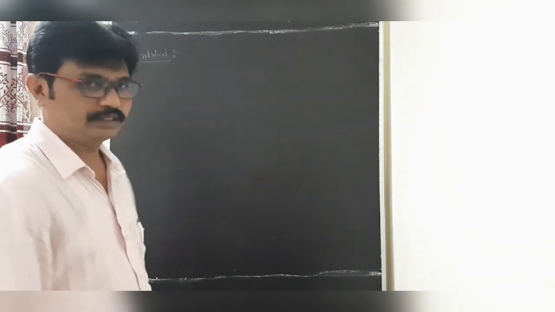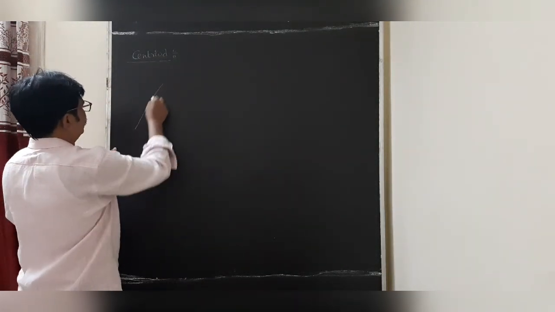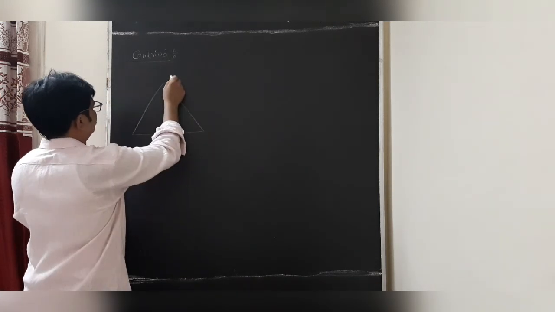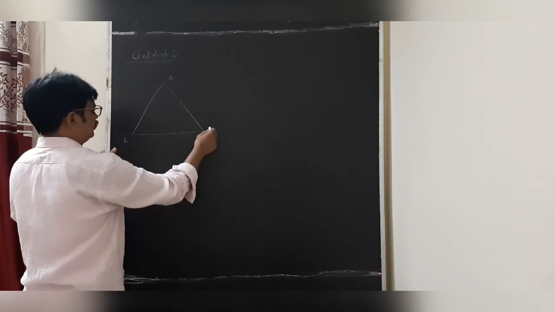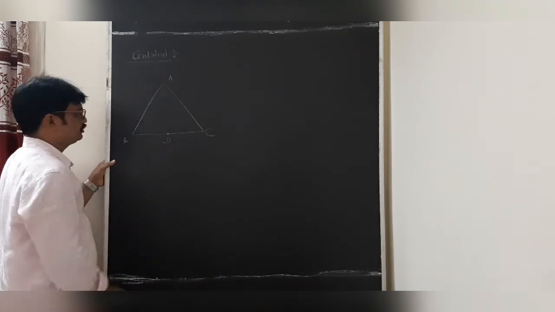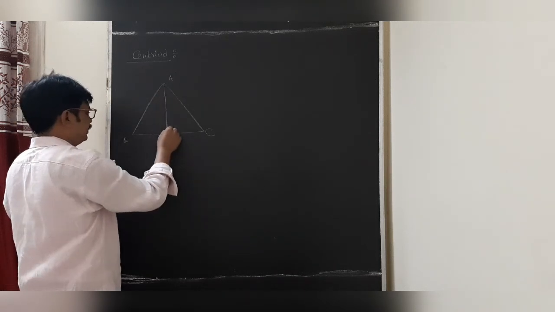Today also we are going to discuss properties of triangles. First, students, centroid. We know that in a triangle ABC, my dear students, D is the midpoint of the side BC. Therefore, AD is the median.